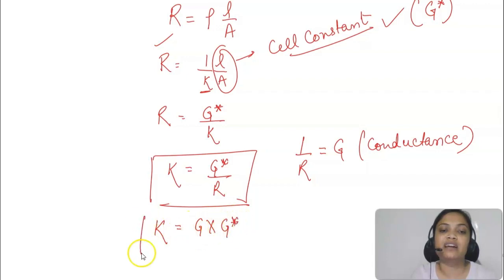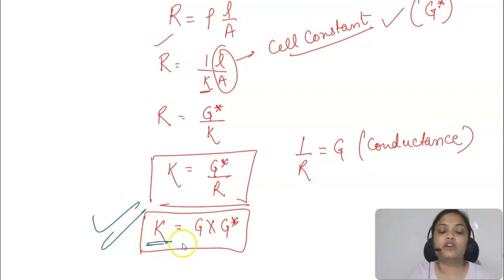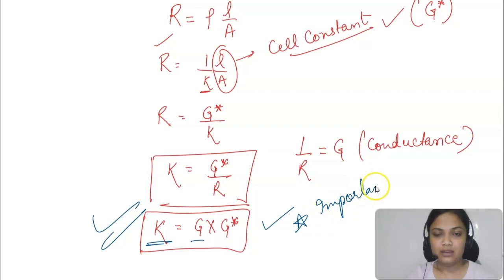This is something that was written earlier also: conductivity equals conductance into the cell constant. So if we know the cell constant and the resistance, we can clearly find out the conductivity of the solution, of your ionic solution. This is the important formula. Keep that in mind, keep it noted. This is an important formula for you.